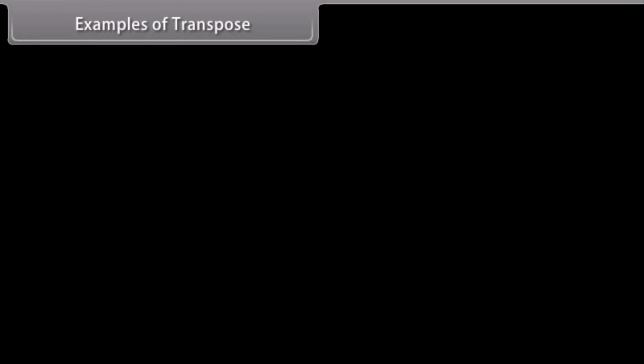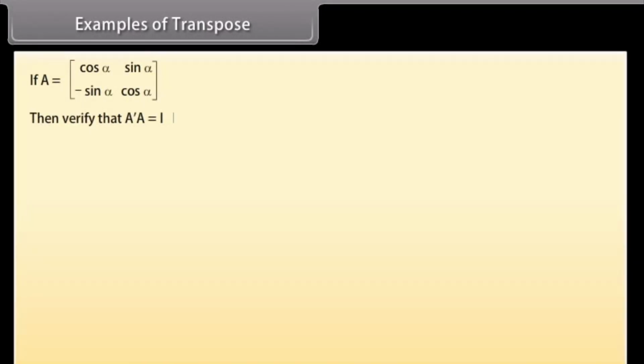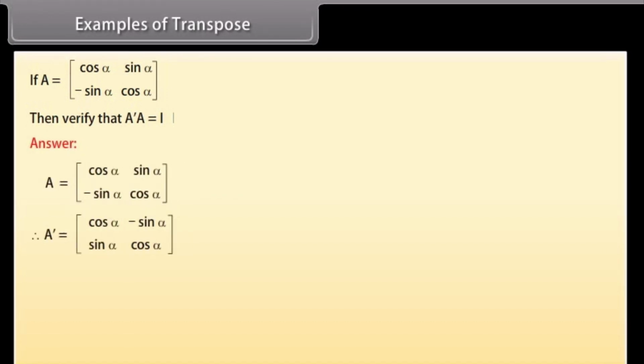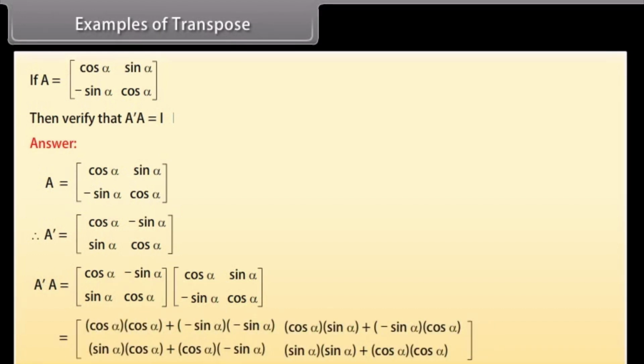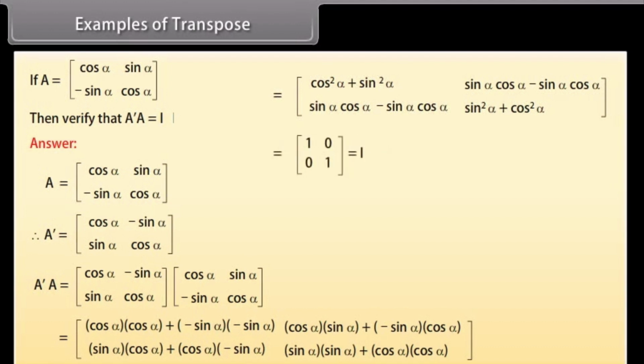Examples of transpose. If A is given, then verify that transpose of matrix A into matrix A is identity matrix. A is given. Therefore, its transpose A dash is matrix row-wise, first row cos alpha minus sin alpha, second row sin alpha cos alpha. Multiplying A transpose and A and solving, we get A transpose A is equal to identity matrix, hence verified.